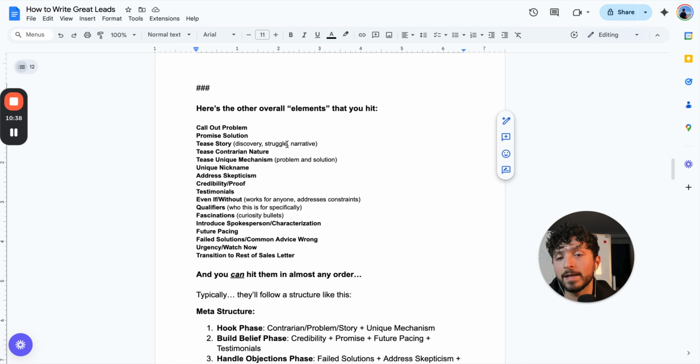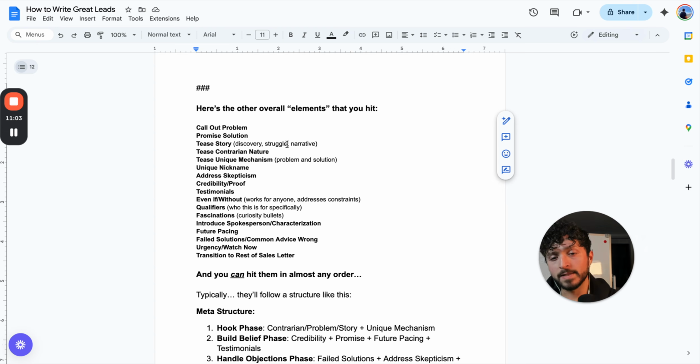Tease the contrarian nature, tease the unique mechanism, give it a nickname, address skepticism, credibility, proof, testimonials, even if without, which is like constraints, qualifiers, which are conditions from copy blocks, fascinations, which are like curiosity bullets, introducing who's speaking, future pacing, talking about failed solutions, why common advice is wrong, telling them why they need to watch now, and then transitioning to the rest of the sales letter.